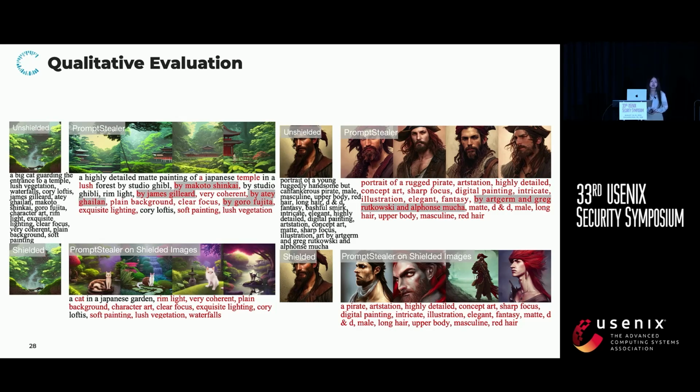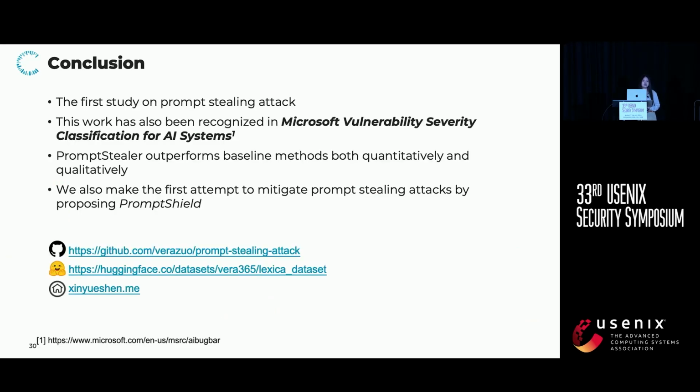Yes, so here comes the conclusion of our paper. This is the first study on the prompt stealing attack, and this work has already been recognized in the Microsoft Vulnerability Severity Classification for AI Systems. And PromptStealer outperforms baseline methods both quantitatively and qualitatively. And we also make the first attempt to mitigate prompt stealing attacks by proposing PromptShield. Yeah, that's all from my side. Thank you for listening.